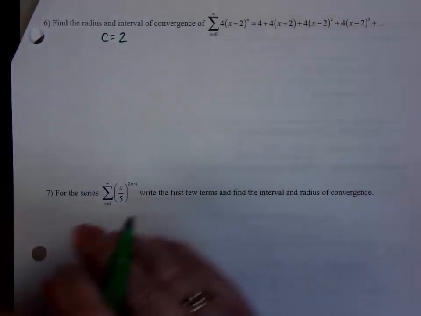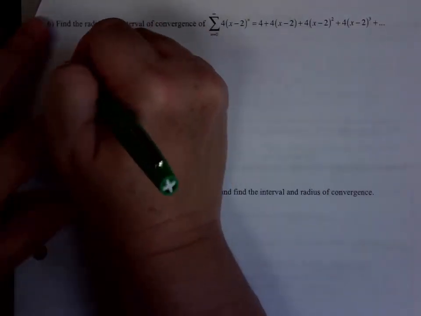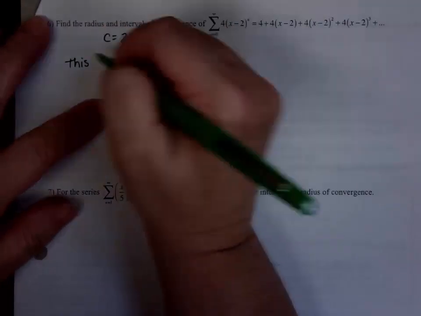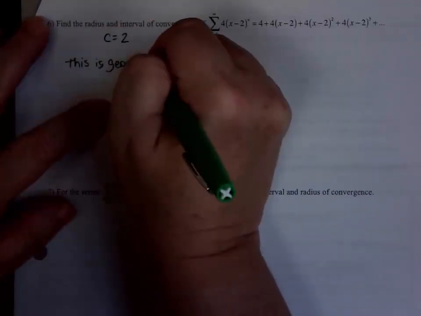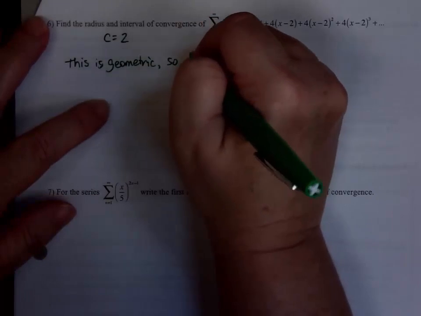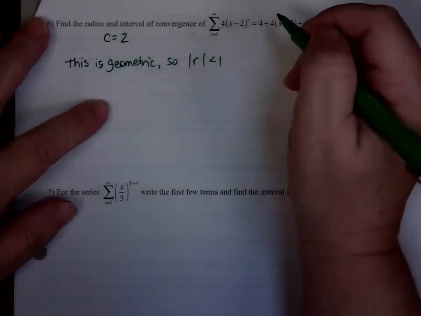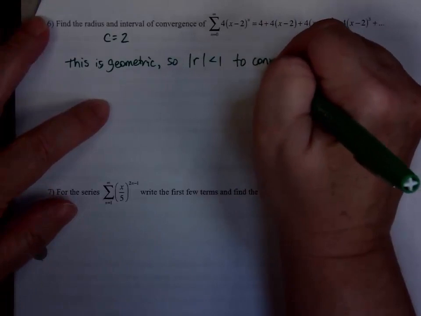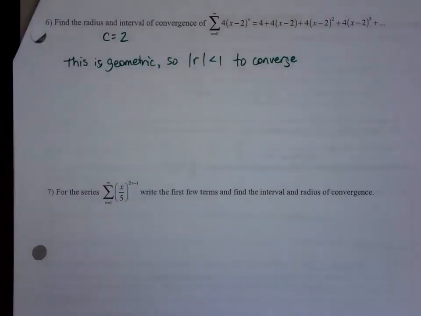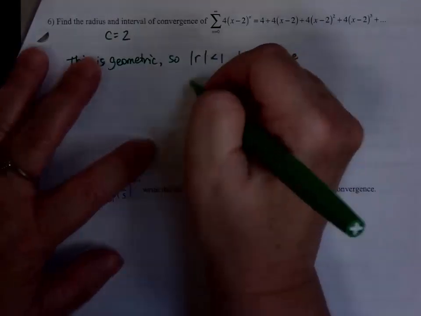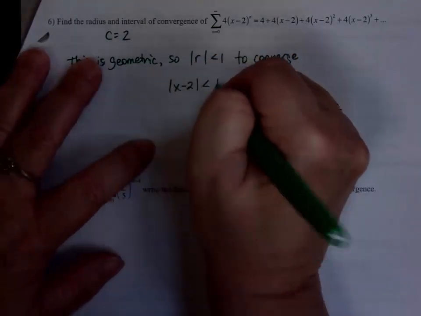So let's write this down just for reminder's sake. You don't have to write this out when you do the problems, it's just while we're learning. This is geometric, so the absolute value of r has to be less than 1 to converge. You put the r in absolute value, it has to be less than 1 to converge. So what in my problem is r? It is x minus 2. So we're going to change r to x minus 2 is less than 1.